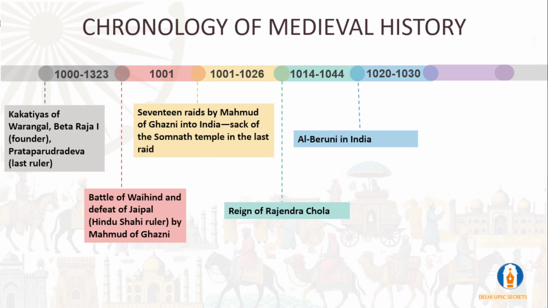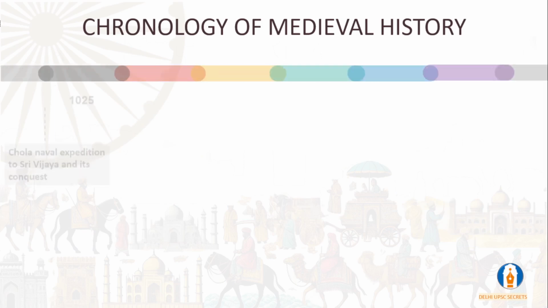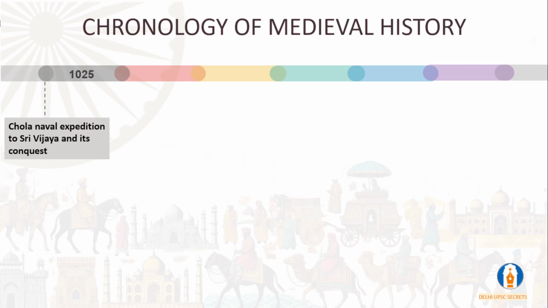1020 to 1030 AD is the period of Al-Biruni in India. In 1022, we see the Chola expedition to the Gangetic Valley, the defeat of the Somavamshis of Orissa and the Palas of Bengal, all happening in this particular period itself. And the Chola Empire under Rajendra Chola reaches its zenith with the expedition to Southeast Asia as well. Then moving forward, 1025 AD is a period where the Chola naval expedition to Srivijaya and its conquest happens.